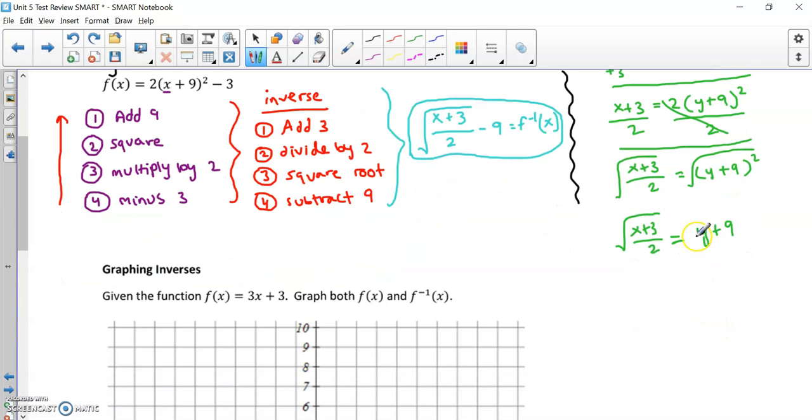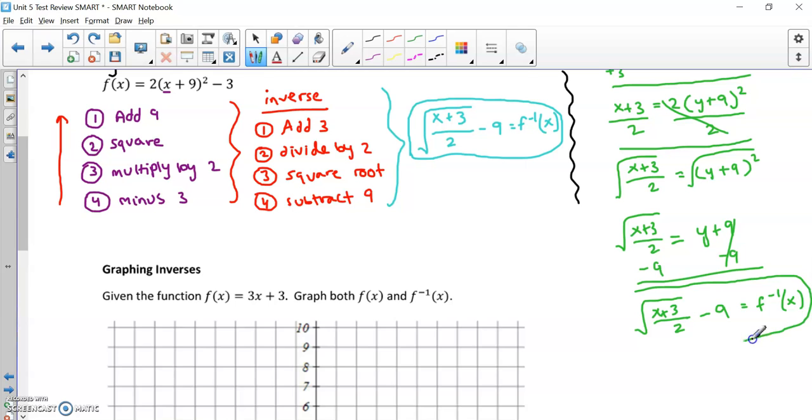So we're almost done. We just need to get y finally by itself now, and we're going to do that by getting rid of this 9. It's being added right now, so we'll do the opposite, which means we need to subtract it. We'll cancel on the right, and our final answer is the square root of x plus 3 over 2, minus 9. And that's a y there, but I'm going to replace it with my proper inverse notation. And you'll see that I ended up with the exact same answer as I did here.